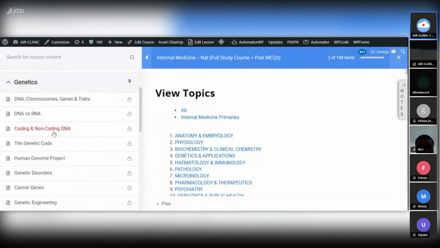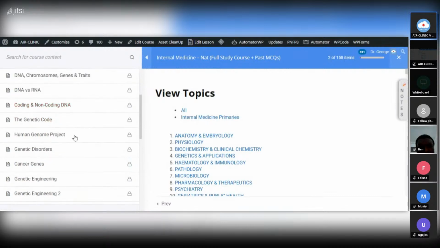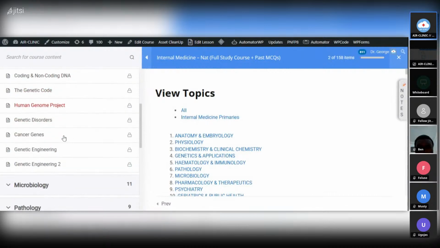So, DNA, RNA, coding versus non-coding DNA, genetic code, human genome projects, genetic disorders, okay, cancer genes. That's where you talk about oncogenes, proto-oncogenes, and things like that. Genetic engineering, right? So if you go to genetic disorders, that's where you will get to learn more about things related to autosomal recessive, autosomal dominant, X-linked.